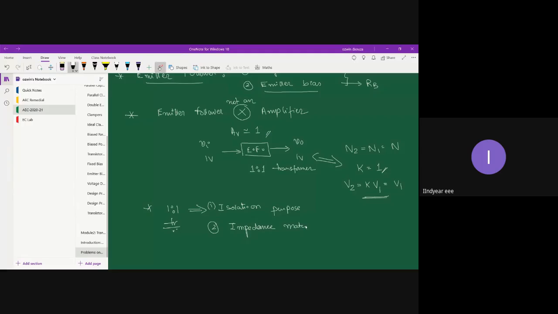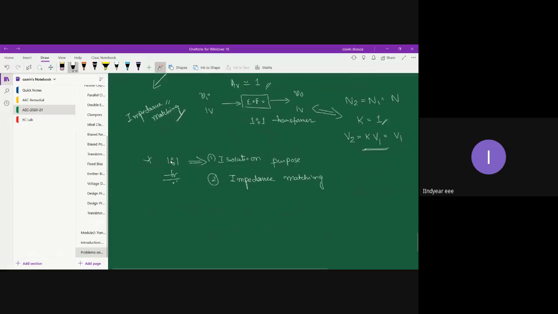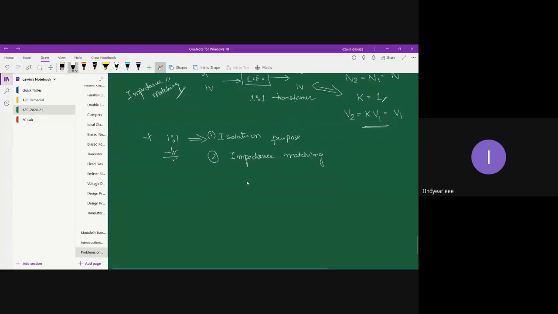Impedance matching. Okay, so that is what this emitter follower circuit gives. Impedance matching. I think I have told you about impedance matching. So this impedance matching is basically a technique in which the load impedance is matched with the source impedance.